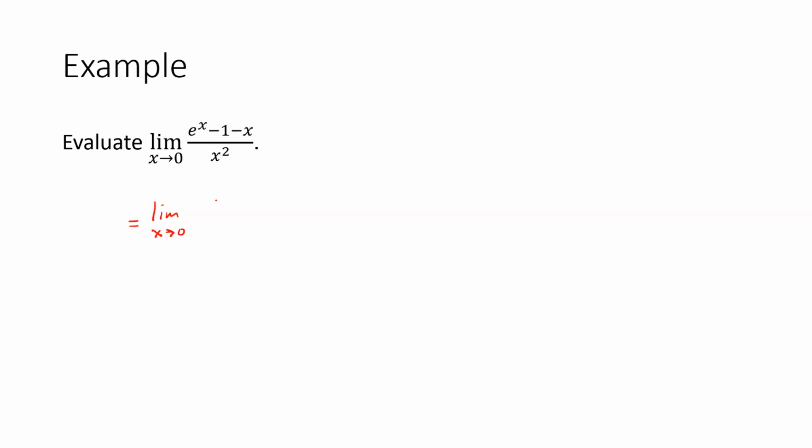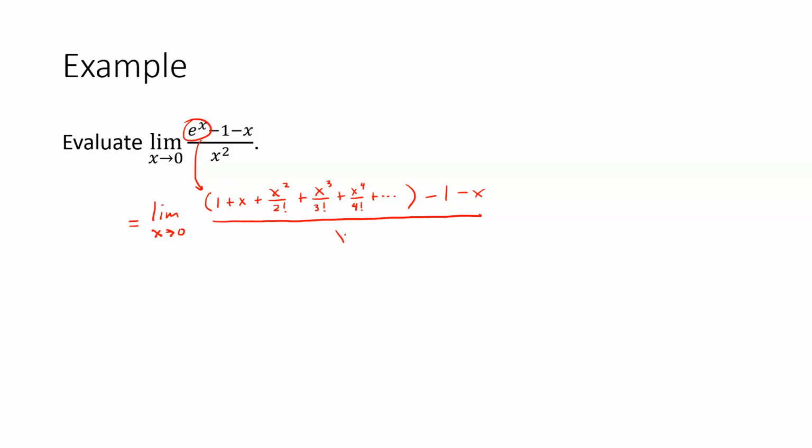So we know its Maclaurin series would just be 1 plus x plus x squared over 2 factorial, x cubed over 3 factorial, x to the 4th over 4 factorial, and so on. Okay, so I'm just rewriting e to the x like that as its Taylor series. And then the next two terms, minus 1 minus x, we can then combine with these terms here in the series. So subtracting 1, that term goes, and minus x, this term goes. And then the remaining terms can all be divided by x squared.